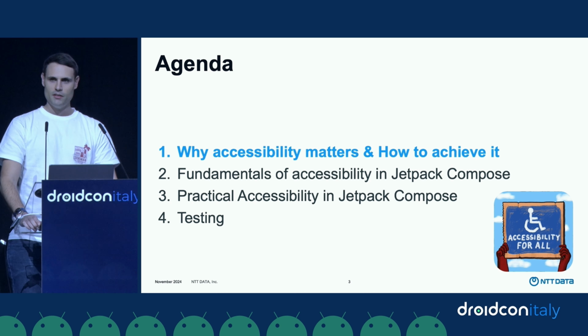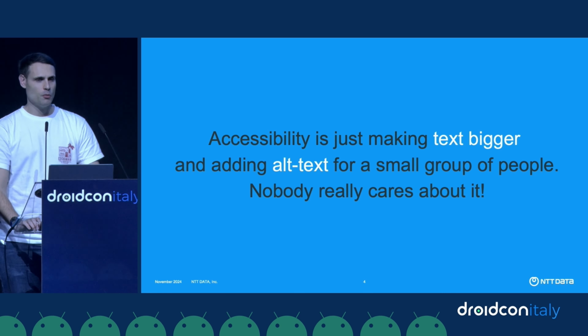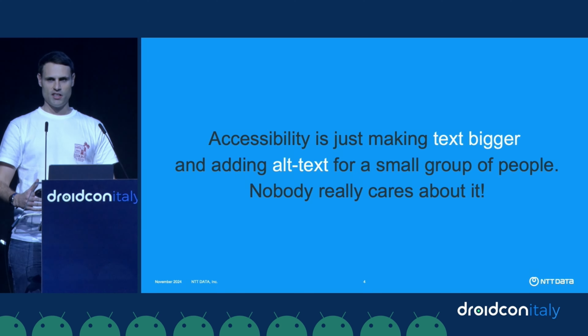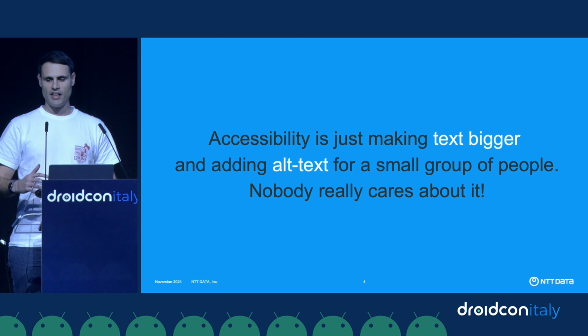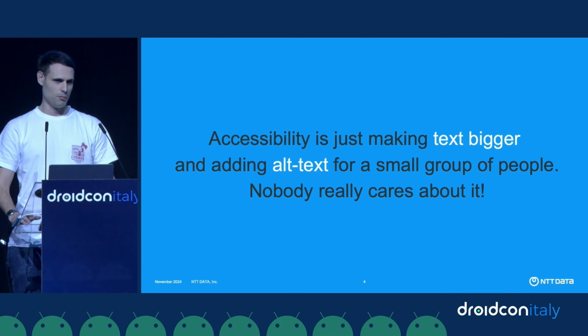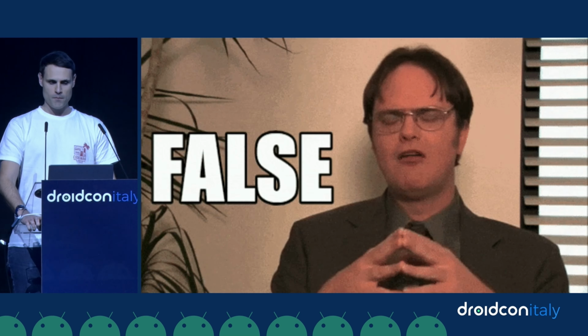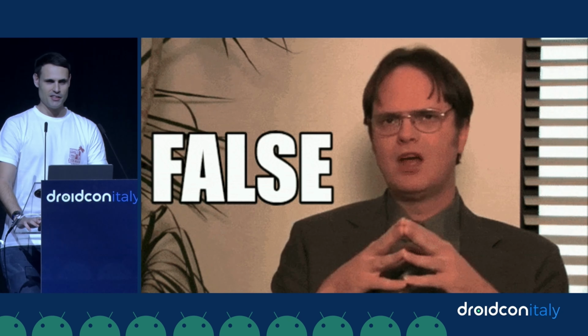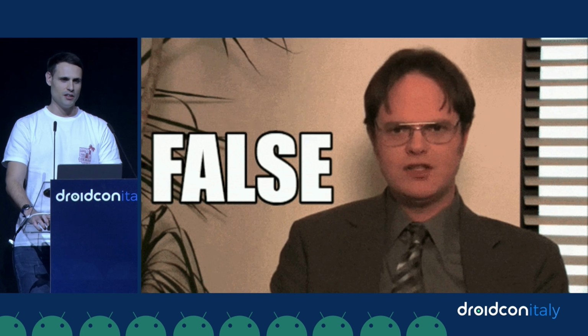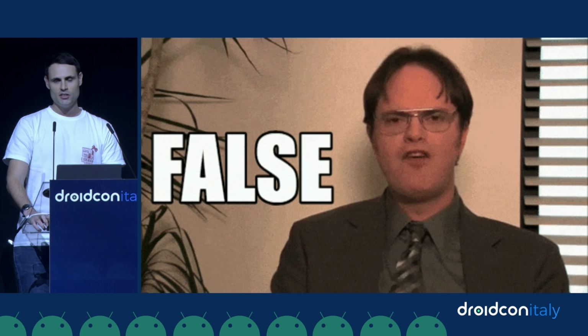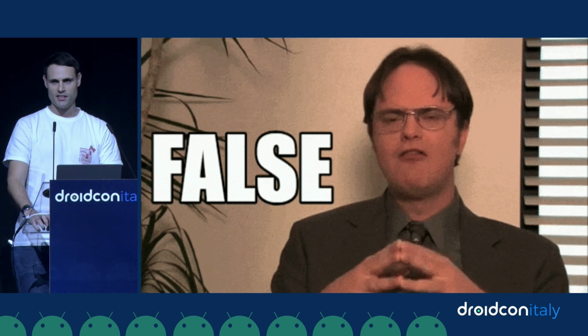This is our agenda of the day, and we start with why accessibility matters and how to achieve it. To begin, I want to start with the definition of accessibility. So what is accessibility? Accessibility is just making text bigger and adding alt text for a small group of people. So actually nobody really cares about it. And that's false. I can see some of you may be confused in the audience. Those are common misconceptions about accessibility. So let's move on and see why accessibility really matters.